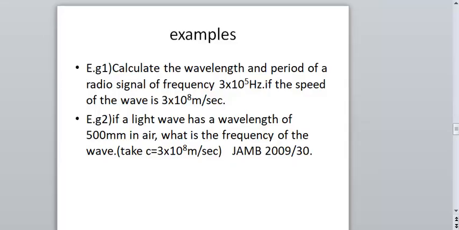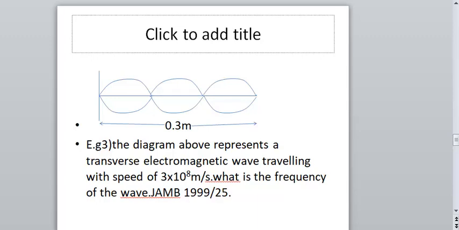Another question there is this. Here we have this diagram. It's also a JAMB past question. They said the diagram above represents a transverse electromagnetic wave traveling with speed of 3 times 10 raised to the power 8 meter per second. What is the frequency of the wave? We are looking for the frequency and we are given the wavelength and the wave speed.